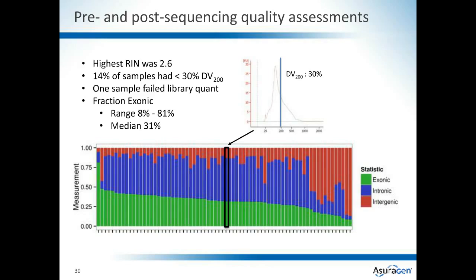What we're looking at in this plot at the bottom is where the reads are mapping to the genome post-sequencing. You can see the sample with the DV200 right at 30% is mapping with about 30% exonic content, and it's sitting right in the middle of our cohort. All the samples that succeeded library prep, so excluding one sample, were moved on into the biomarker discovery phase of this project.